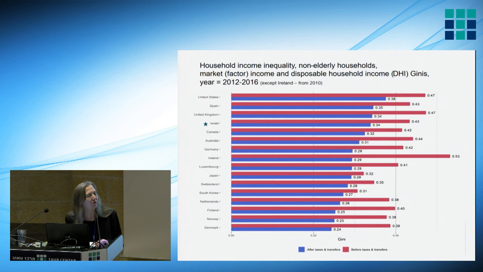And this pattern has held for many decades. What you see, though, is just in terms of the ordering, the high inequality countries, these Anglophone countries, are joined by Spain and by Israel. So how do you read this picture?